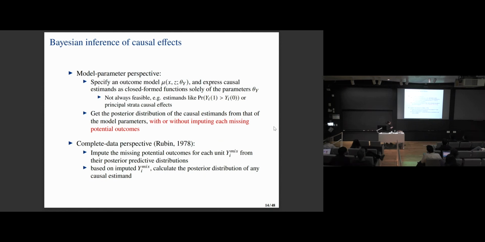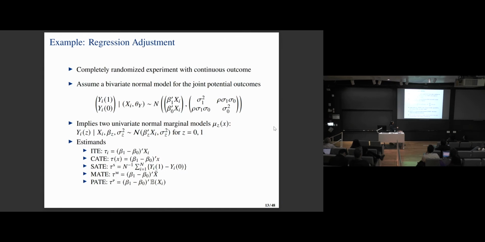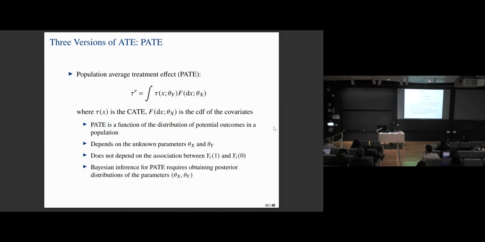So now we have an idea of the different versions of the estimand, and then it's really how do you do it? It turned out there are two different approaches. The first approach I already mentioned is you basically just impute the missing potential outcomes for each unit. I'm going to talk in a moment about how to do that from the posterior predictive distribution. And then for each person, you just impute this, and then you can just calculate whatever estimate you want.